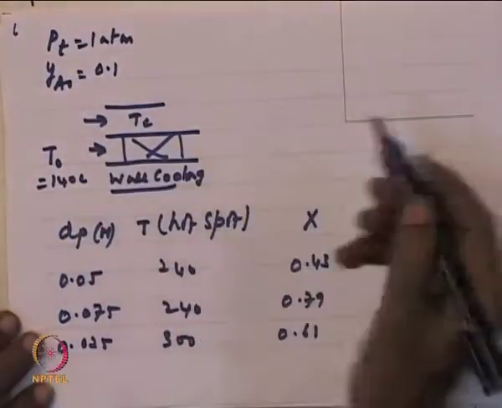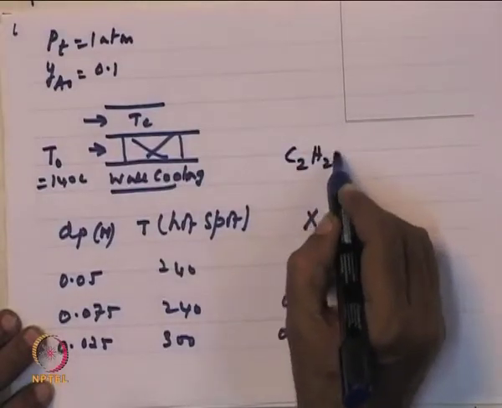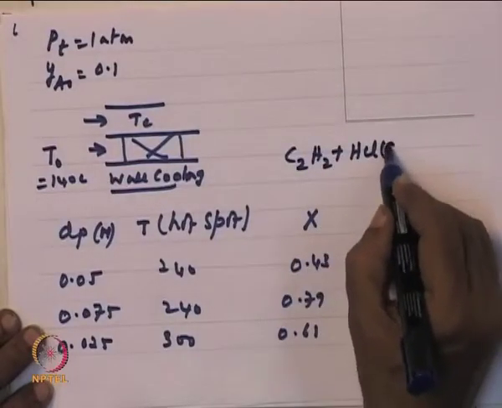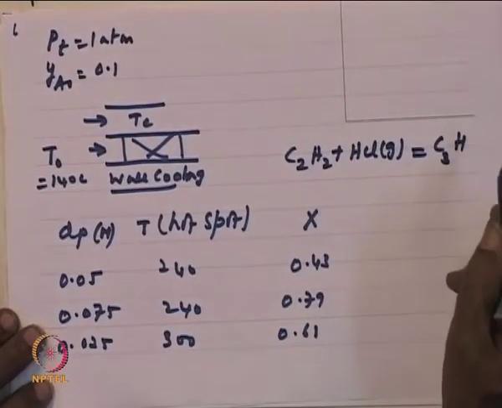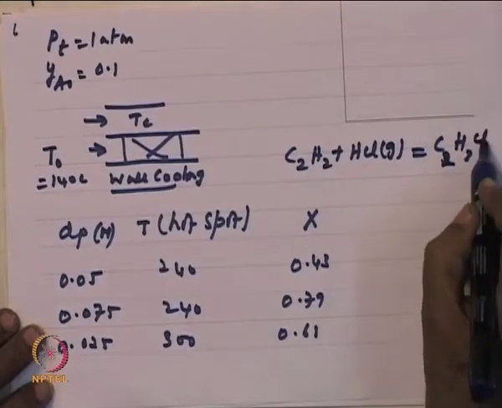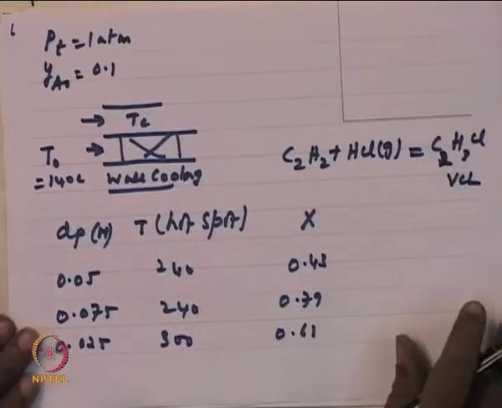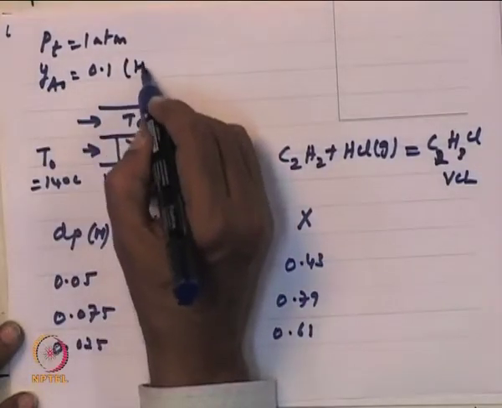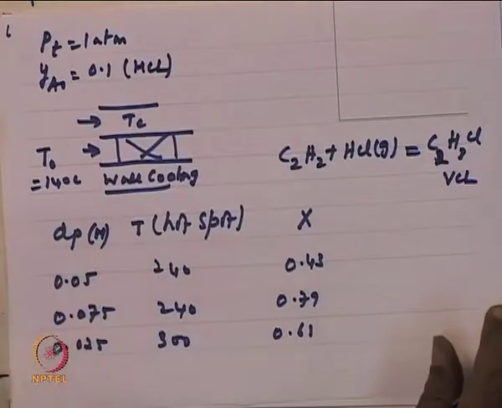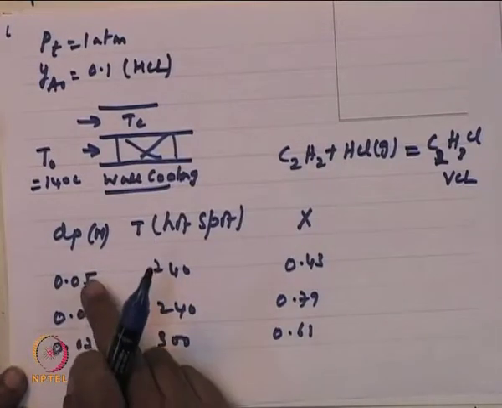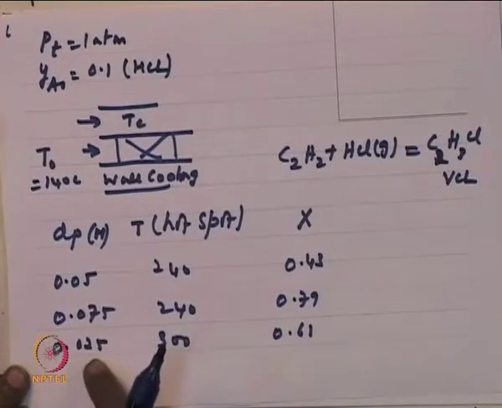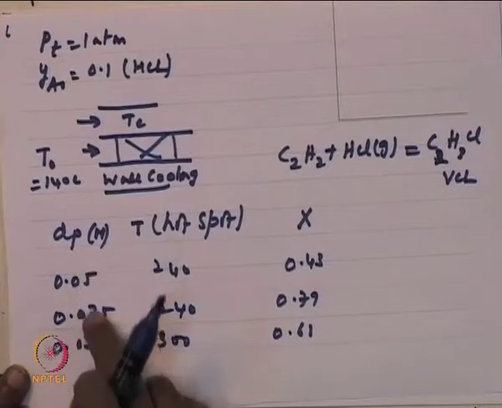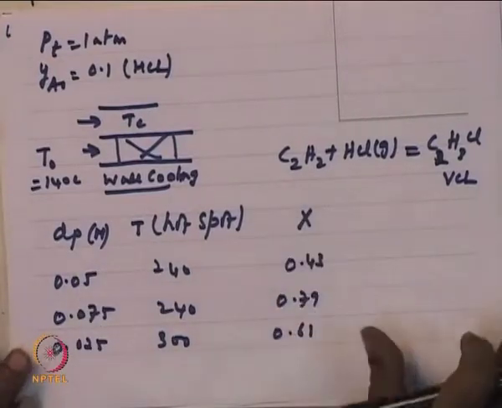The rest, as an example, we can look at this reaction: acetylene plus hydrochloric acid, both gases, giving you vinyl chloride monomer, C2H3Cl. The balance is acetylene. The reaction is taking place in a 5 centimeter diameter pipe, a 7.5 centimeter pipe, and a 2.5 centimeter pipe, that is 1 inch, 2 inch, and 3 inch pipes. And this is the observed data at these temperatures.